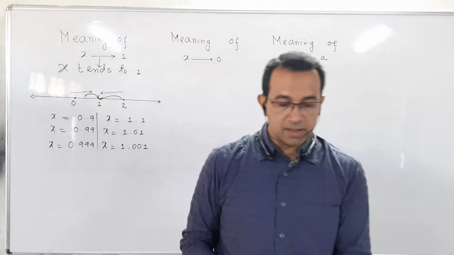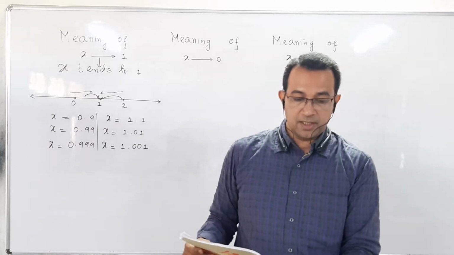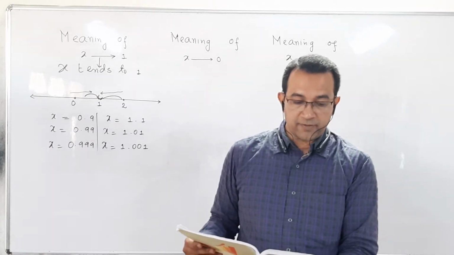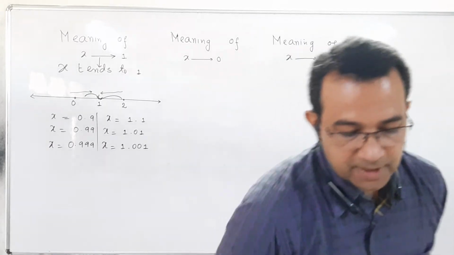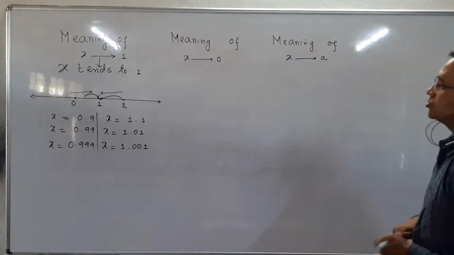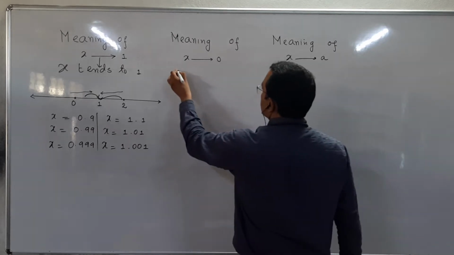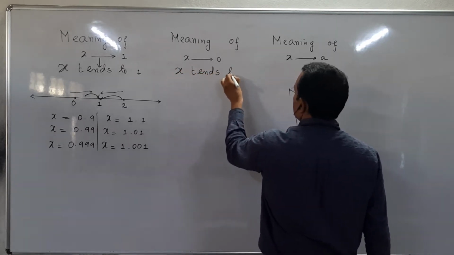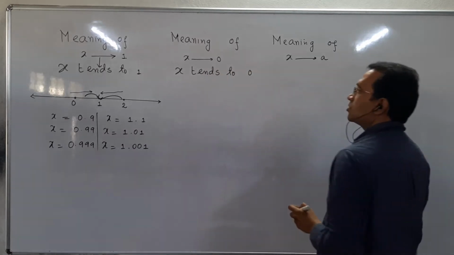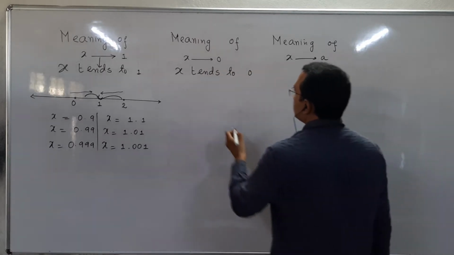Check in the textbook. Now I am reading. Students, what is the meaning of x tends to 0? Okay, first of all, let me explain what is the meaning of x tends to 0. So let us write this is x tends to 0. Draw the number line.